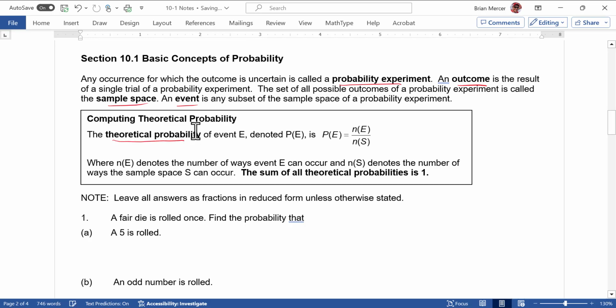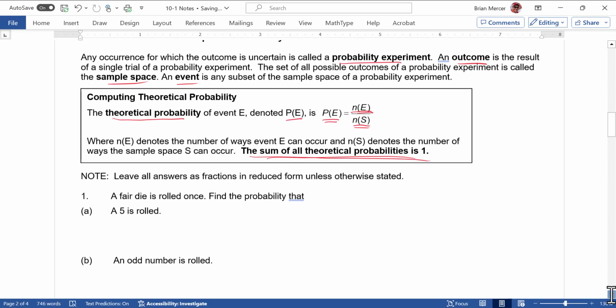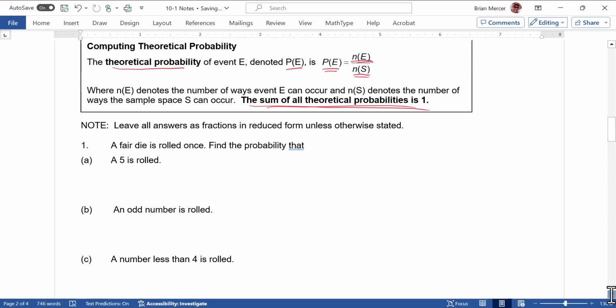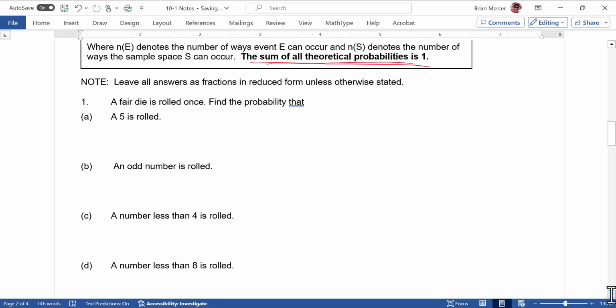Theoretical probability of an event is written this way, P of E. The probability that E occurs is the number of ways that E can happen divided by the number of ways the sample space can occur. An important fact is that if you add up all theoretical probabilities, they should add up to 1, and we'll talk about that. Here I've left some of these blank that I'll fill out now, and some I've already filled out, and I'll talk through them quickly.